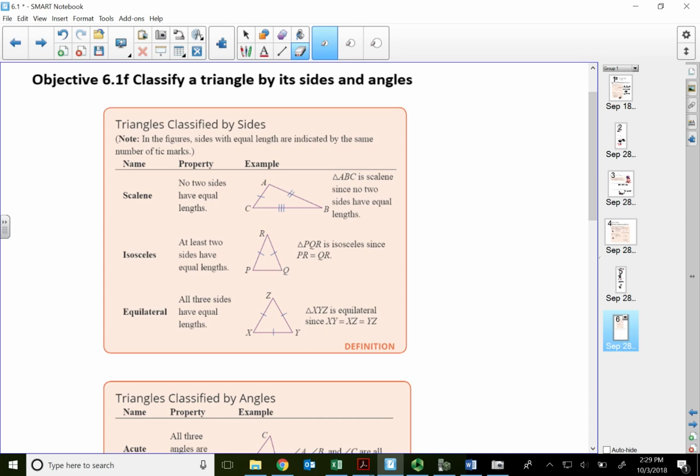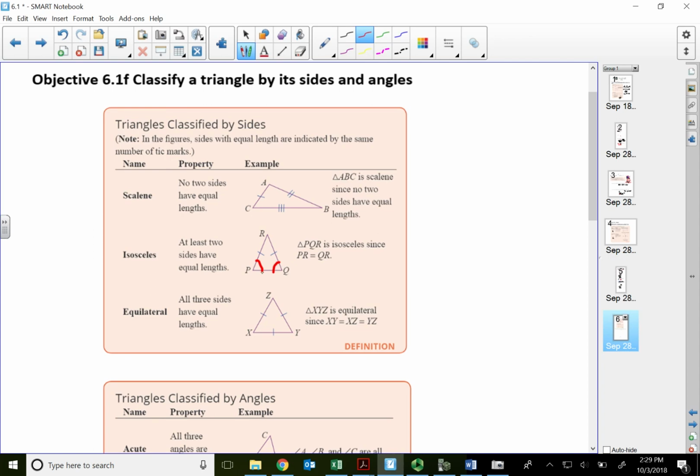All right, isosceles triangles: at least two sides have an equal length. So if I mark the left side and the right side to be the same length, that means this triangle is an isosceles triangle. At the same time, I'm also saying these two angles here in the corner will also be congruent, or will also have the same angle measurement.